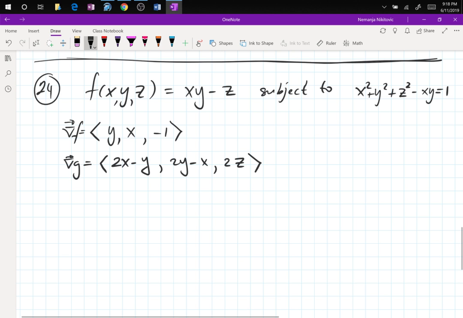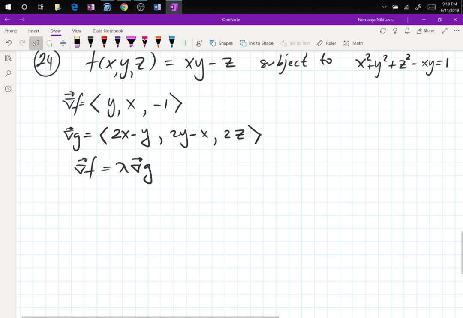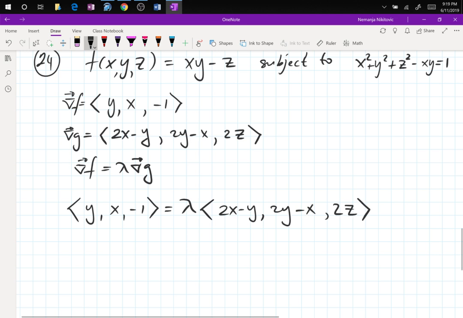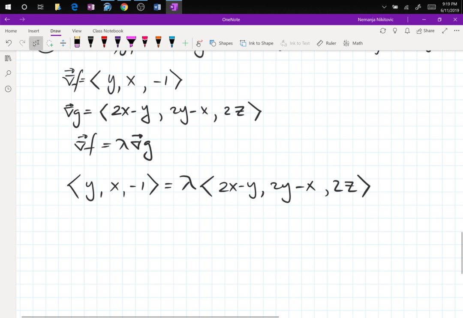Now we have our Lagrange equation, del f equals lambda del g, and we have y comma x comma negative 1 equals lambda times 2x minus y, 2y minus x, and 2z. Oh, this is going to be awesome. Wow, this is going to be great, guys. Great lottery pick.